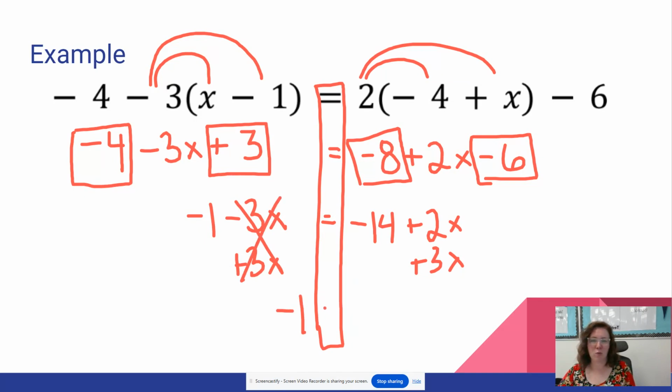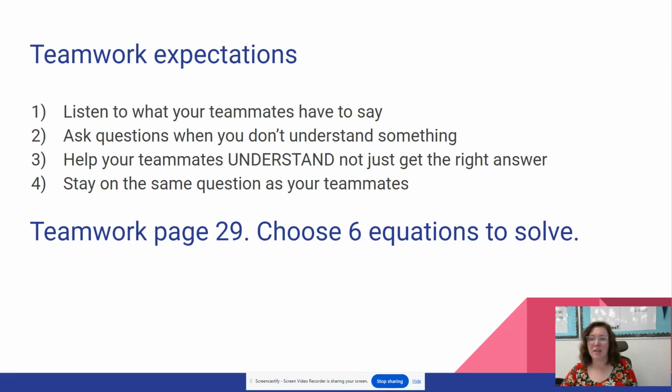So now we just have negative 1 equals negative 14 plus 5x. 2x plus 3x is 5x. Then you just add 14 to both sides and then divide by 5, and that's going to be a decimal. And decimals are fine. Decimals happen. Okay, then so those both were from the notebook.